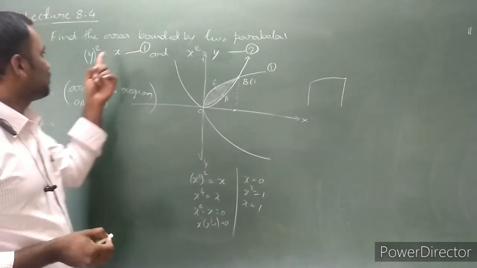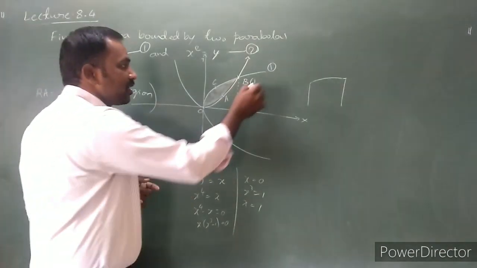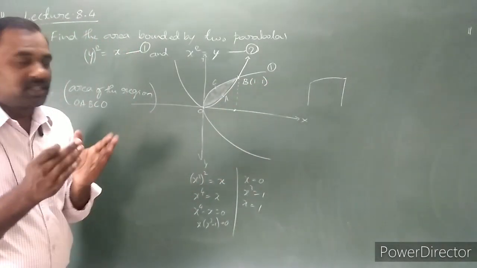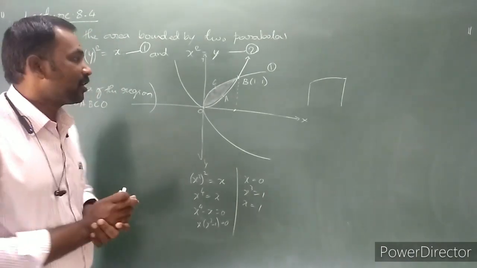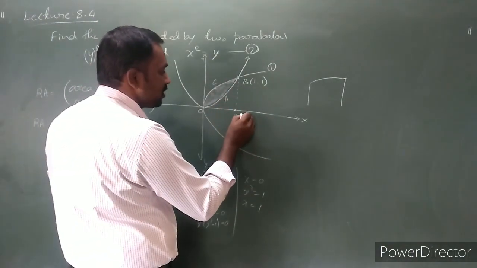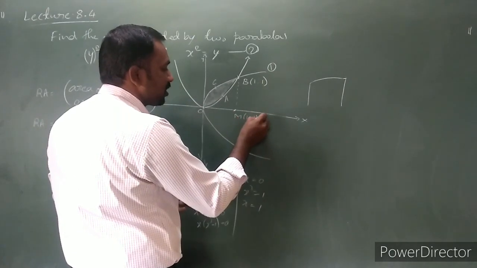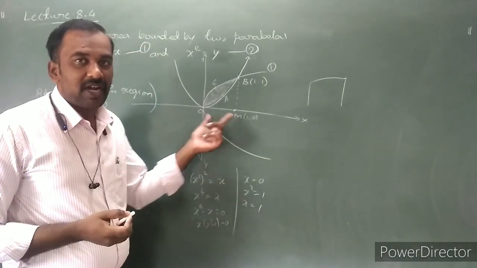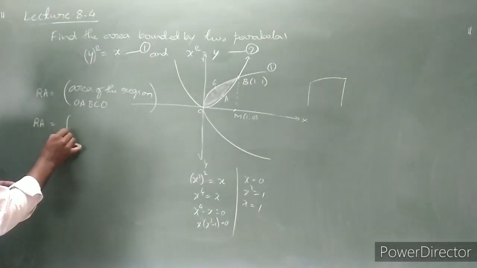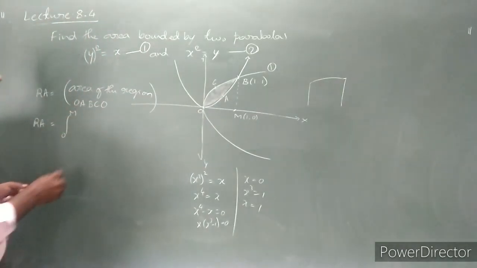If x is 1, what is the y value? X is 1 means y is also 1. So the given two curves intersect in the first quadrant at (1, 1). The p coordinate is 1, so what is the m coordinate? This is (1, 0). That means from 0 to m we require the integral from 0 to m.